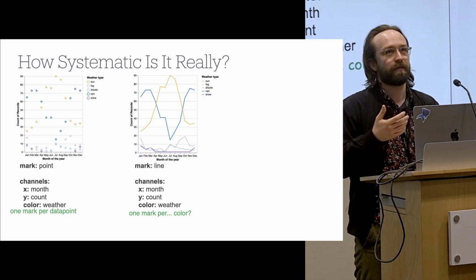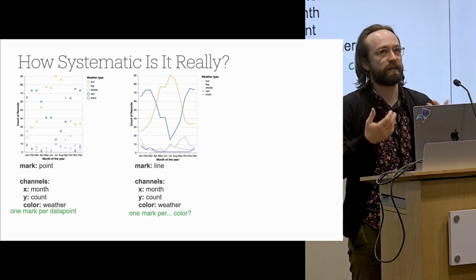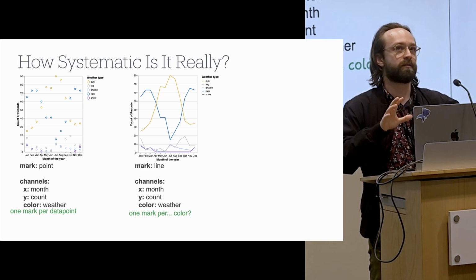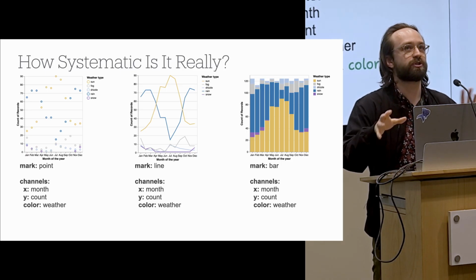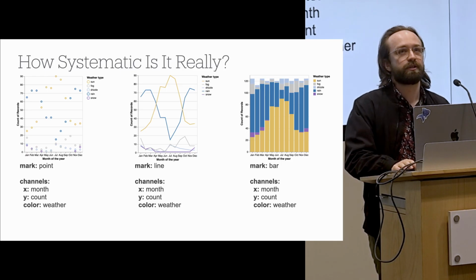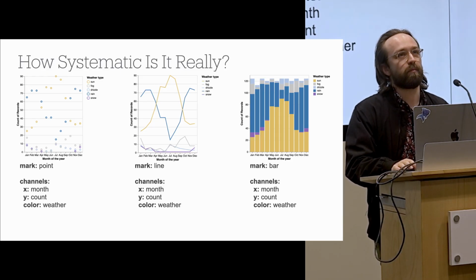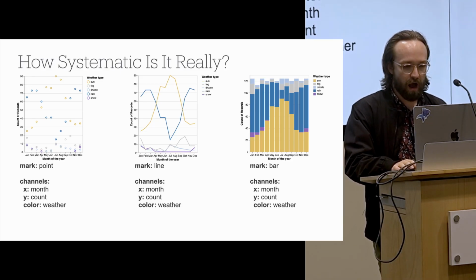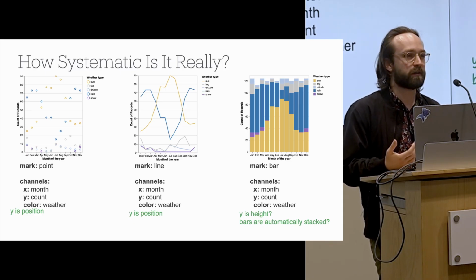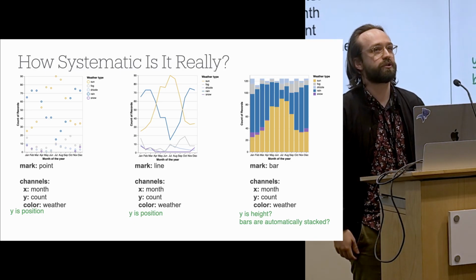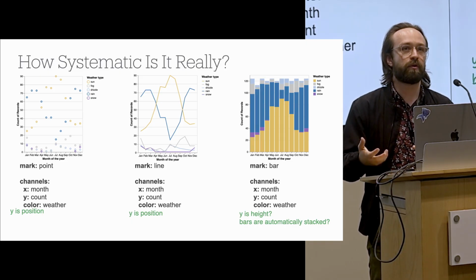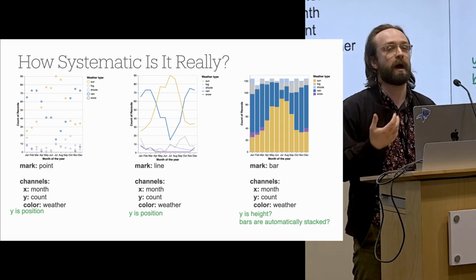So there's this interesting trade-off between things that we want to be easy to move between, and real differences in the structure of the visualization that we're changing between. Here's another example. We can change the mark type from line to bar. And one thing that, at least when I was first learning the GoG, was really confusing to me is that in the first two, we're using Y to represent the positions of marks, but in the third one, we're using Y to talk about the height of the bars.